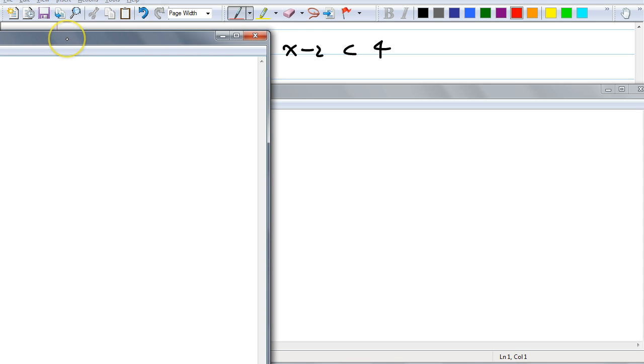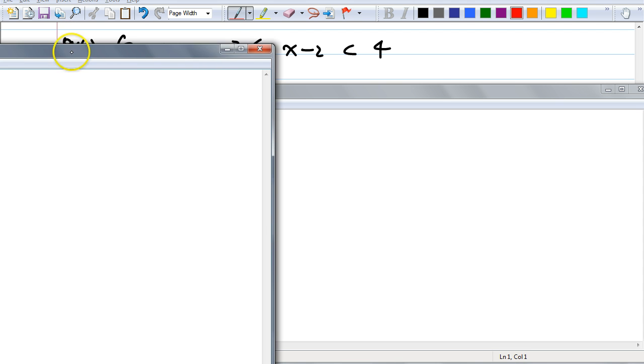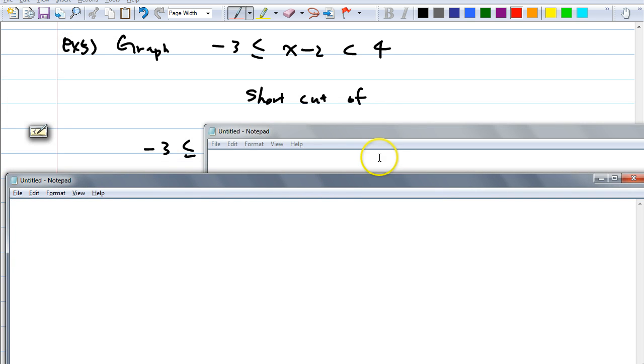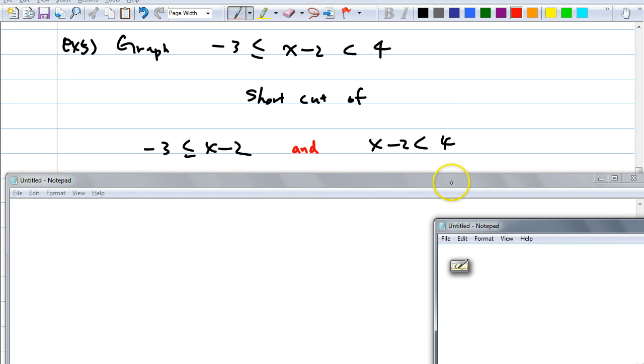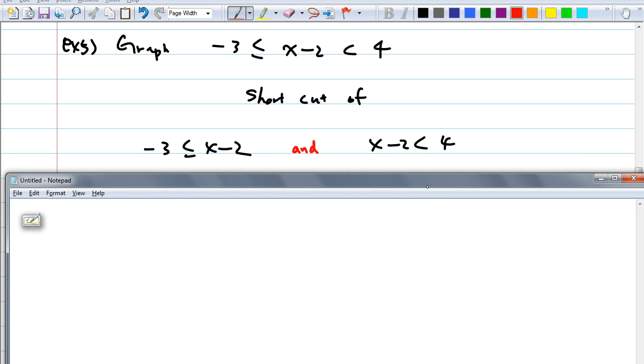What word goes in the middle? And. Yeah, and. You guys remember? So don't you just get this? You have the one on the left, this part, and you have the one on the right, that part. And guess what we have to do then? Solve for x and graph, right?